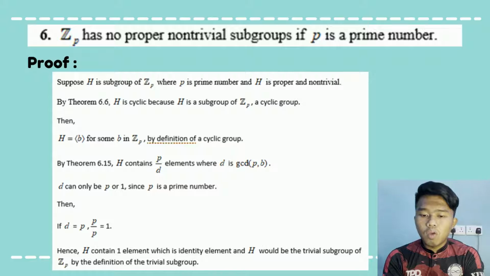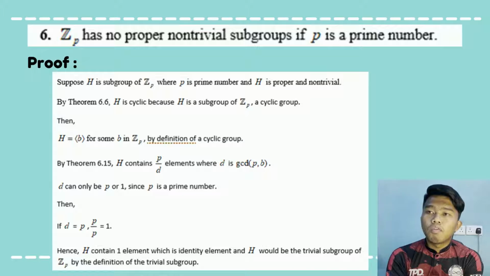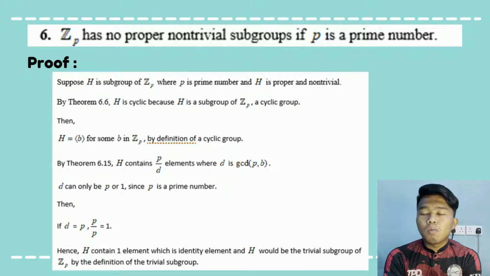So for question 1, we have chosen number 6, which is: Z modulo P has no proper non-trivial subgroup if P is a prime number. For the proof, suppose H is a subgroup of Z modulo P where P is a prime number and H is a proper non-trivial subgroup. By following theorem 6.6, which says a subgroup of a cyclic group is cyclic, therefore H is cyclic because H is a subgroup of Z modulo P, which is a cyclic group.